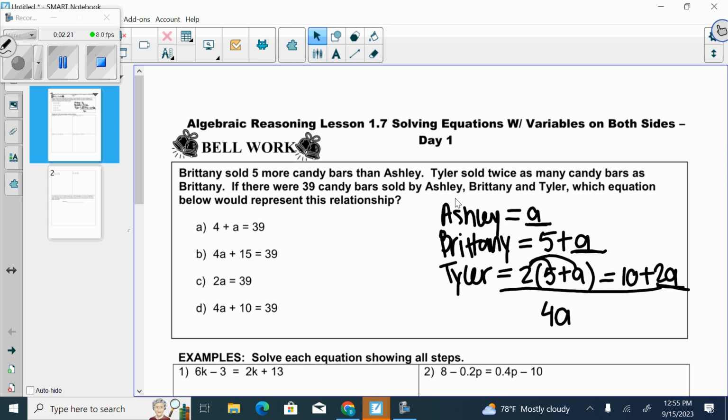Okay? All right, Ashley did not have any numbers, right? She just had A. What about Brittany? 5. She's got 5. Okay? And what about Tyler? Tyler has 10. 15. Right? So 15 altogether. 4A plus 15 equals 39. There we go. One second. All right.